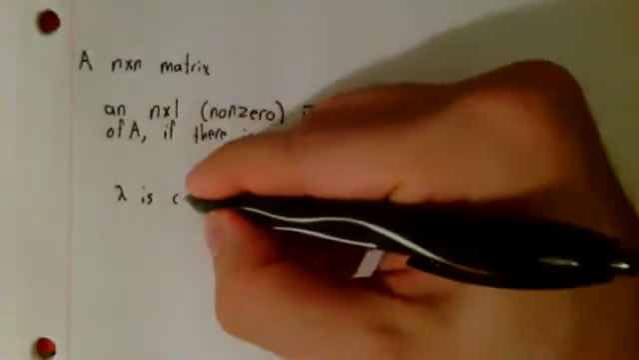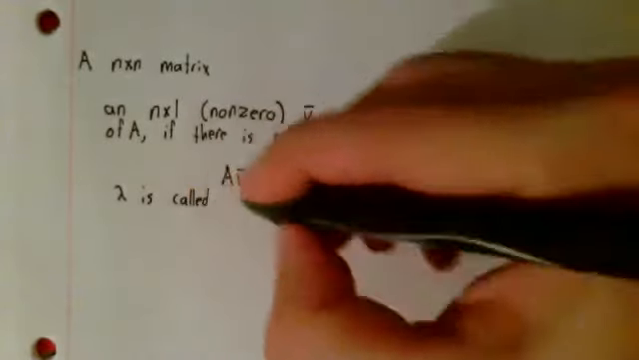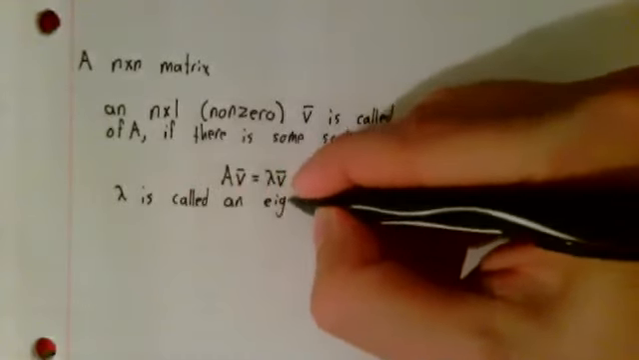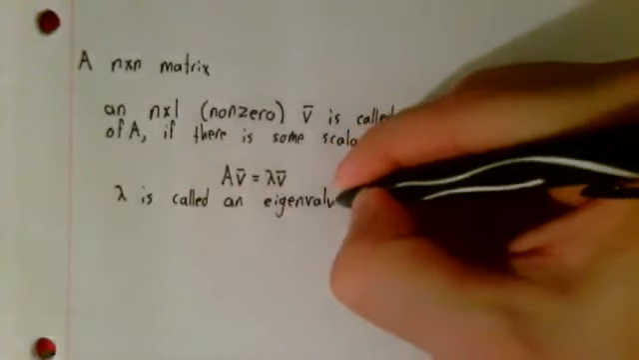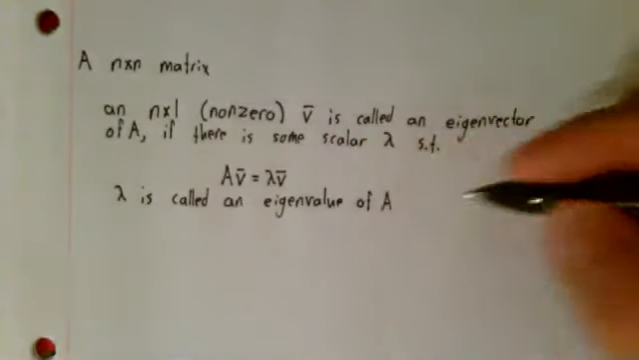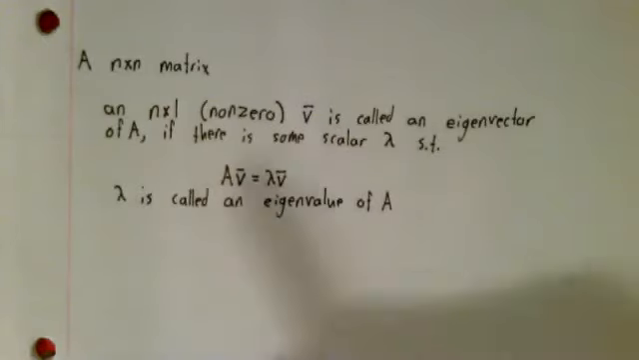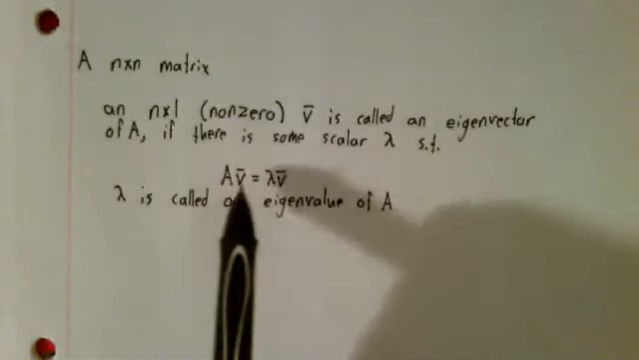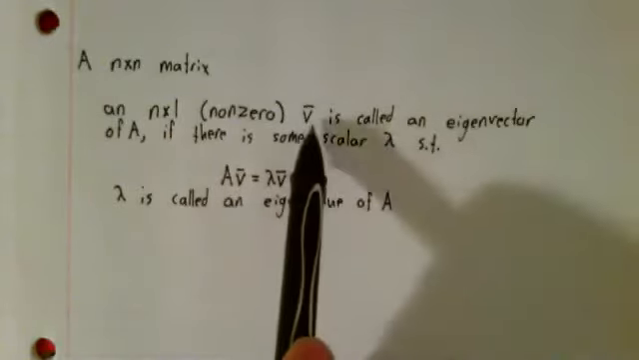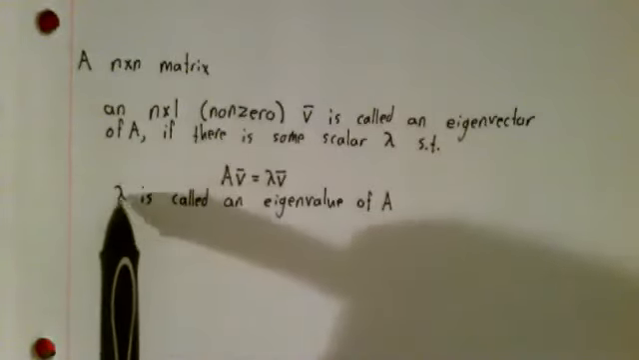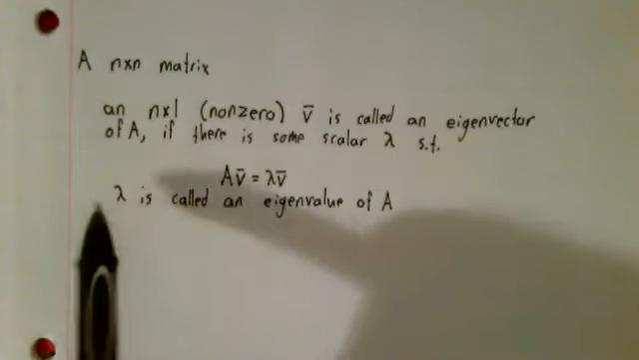Lambda, in this context, is called an eigenvalue of A. And eigenvalues and eigenvectors occur in pairs, so this is an eigenvector associated with this eigenvalue.